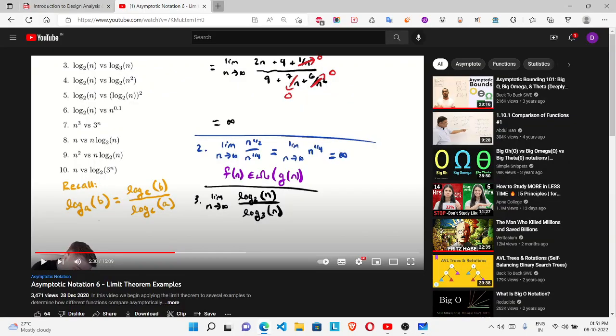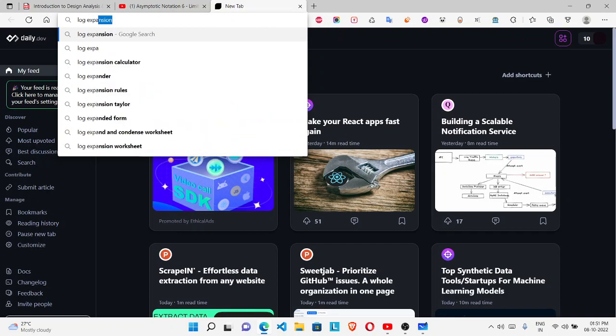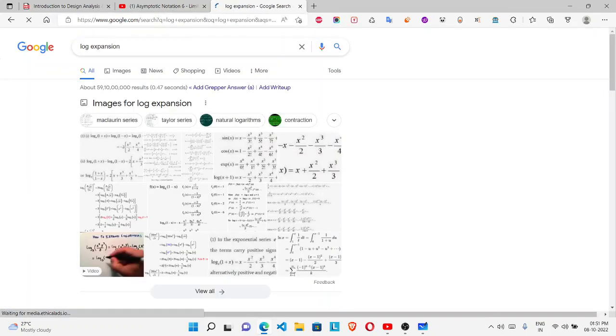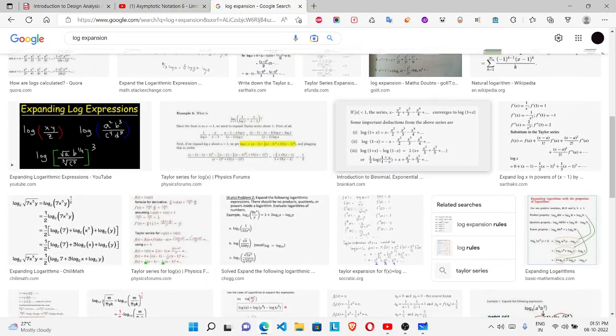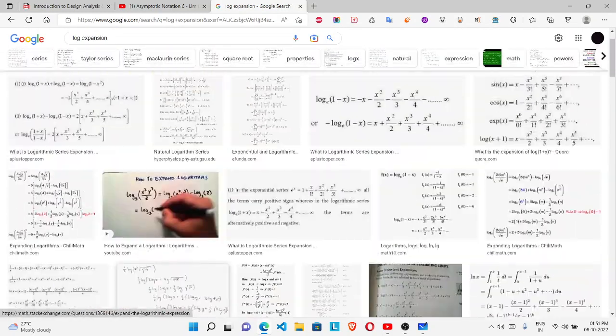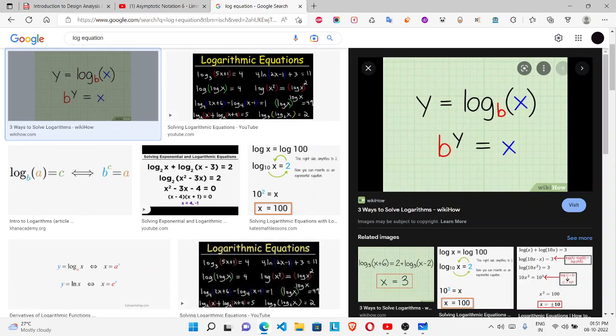wait, what does it do? Logarithmic function. I want to search the expansion. Log expansion. Dude, I am not able to find it. Log equation. This one. This is what I wanted to see. y is equal to log x base b. So b raised to y is equal to x.